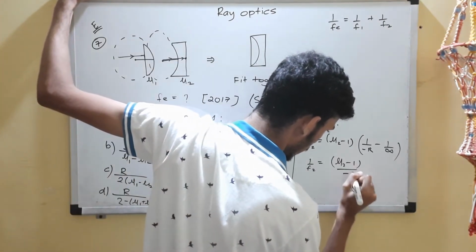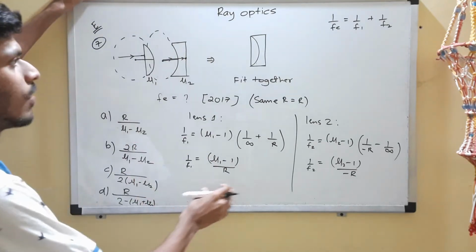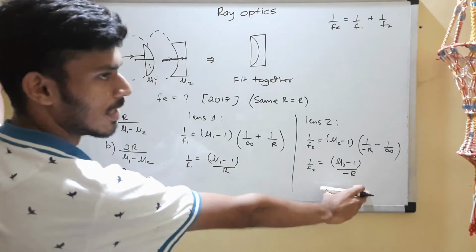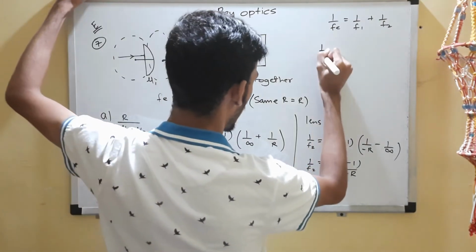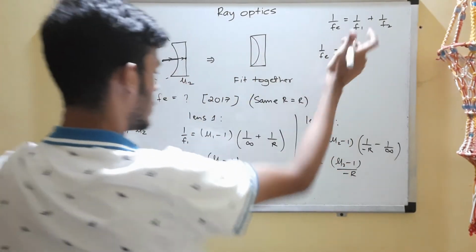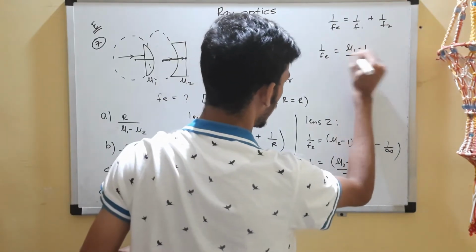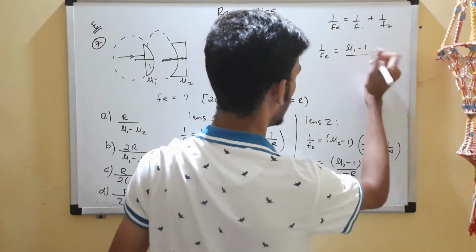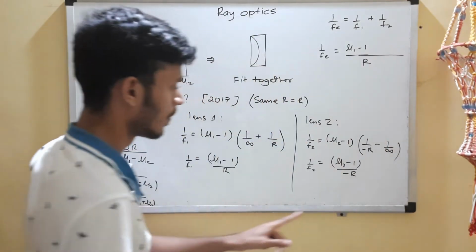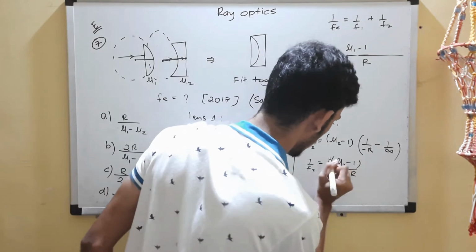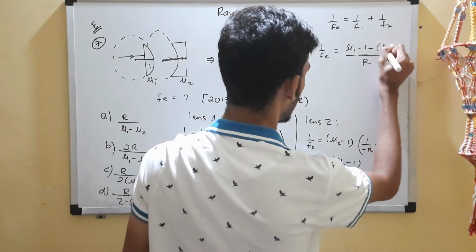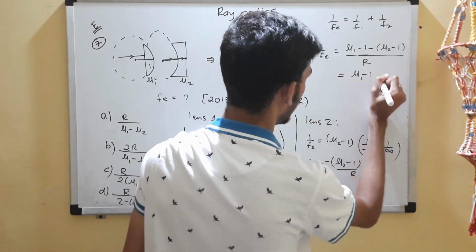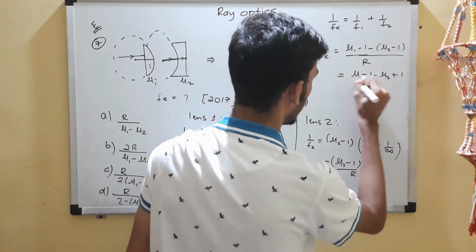So you just have to find the equivalent focal length, which is basically the sum of this plus this. So you just have to add these two equations. So 1 upon Fe will be given as 1 upon F1, which is this, mu1 minus 1 upon R, plus this, and since R is the same in the denominator, I can just add them. I'll take this minus sign over here. So it is mu2 minus 1, right? So add this: mu1 minus 1 minus mu2 plus 1 upon R.